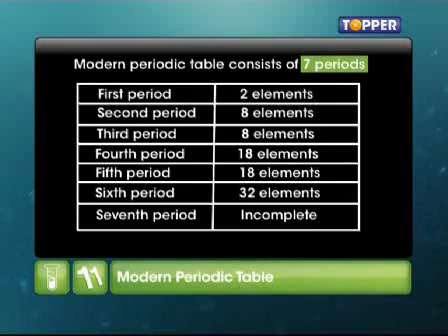There are 7 periods. The first period has 2 elements and subsequent periods consist of 8, 8, 18, 18 and 32 elements respectively. The 7th period is incomplete. Perhaps one of you could become a great scientist and help fill in the blanks.